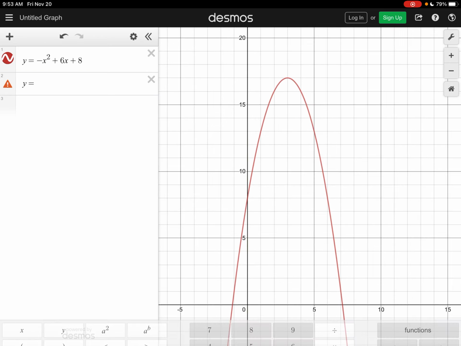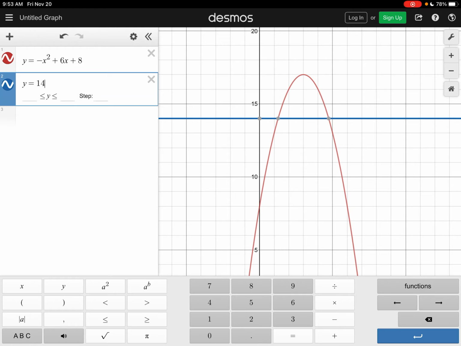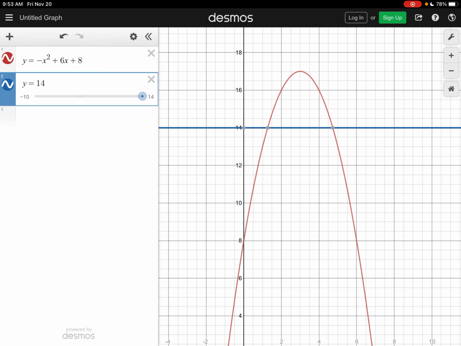Then you do y equals and you just put where you want. So we're wondering about the height of 14. So I graphed a horizontal line at 14. And that will show you where it crosses, which are the two points where the ball hits that line. Like if you imagine him throwing the ball and there's this imaginary line, there are two points where it hits that line on the way up and on the way down. So the question might specify which one it wants, but there are two answers. One is 1.268 and the other is 4.732. Those are the two times where the ball hits 14 feet in the air.